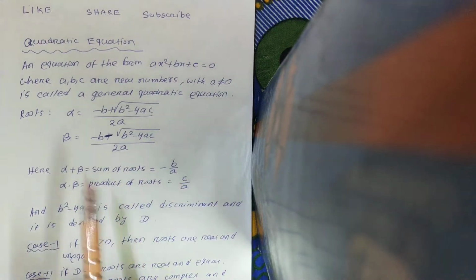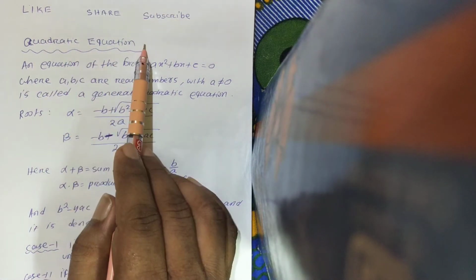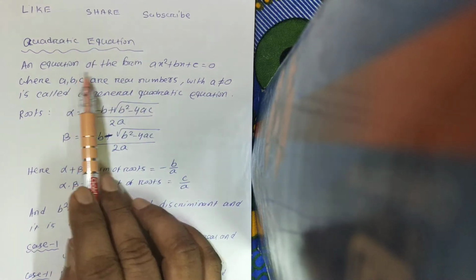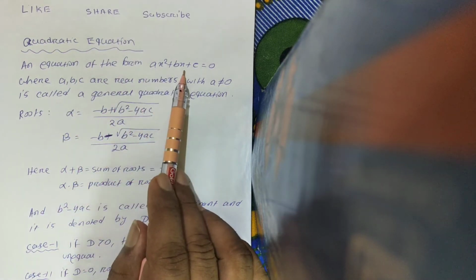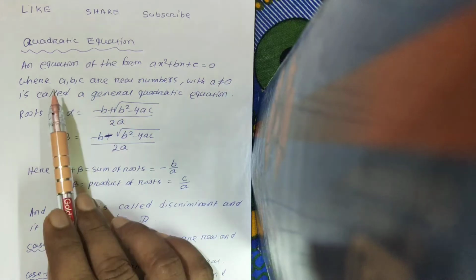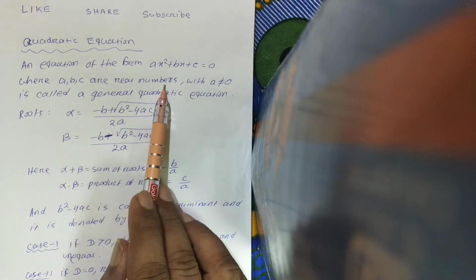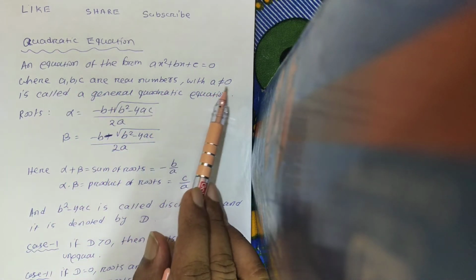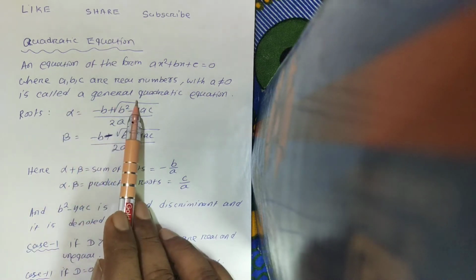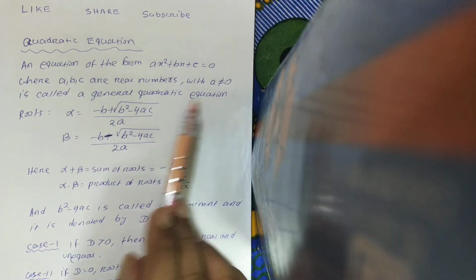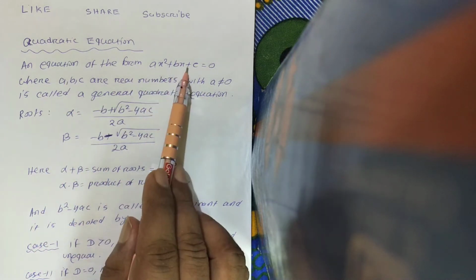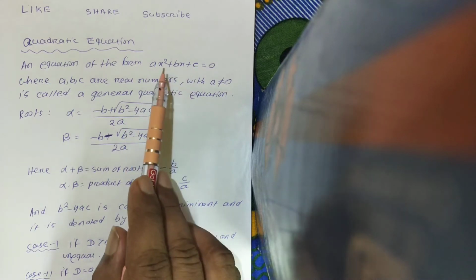Now we'll discuss quadratic equations. An equation of the form ax² + bx + c = 0, where a, b, c are real numbers with a ≠ 0, is called a general quadratic equation, and definitely we will get two roots.